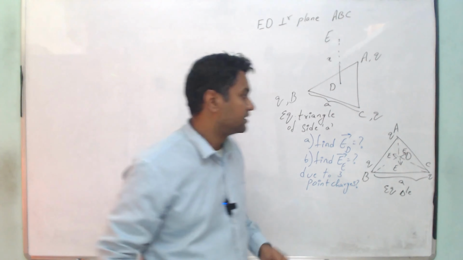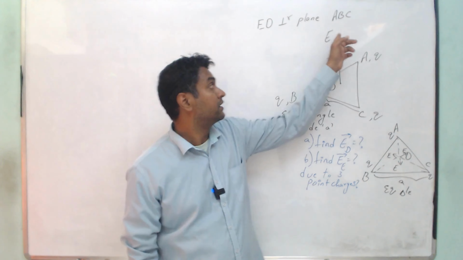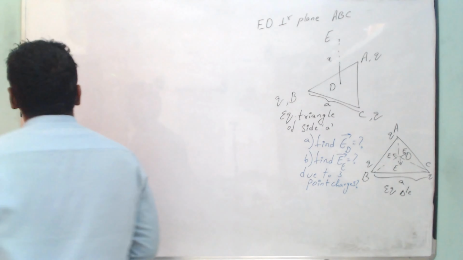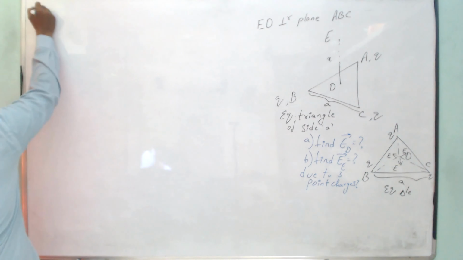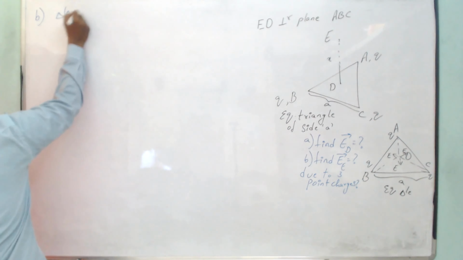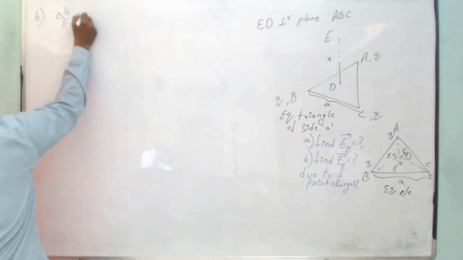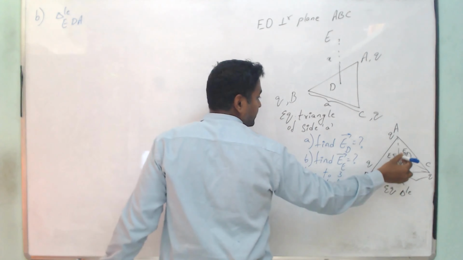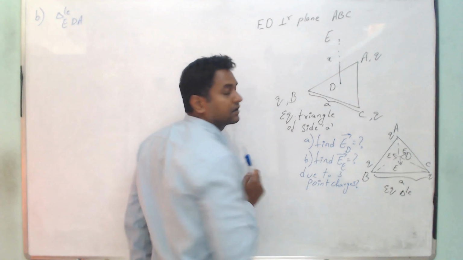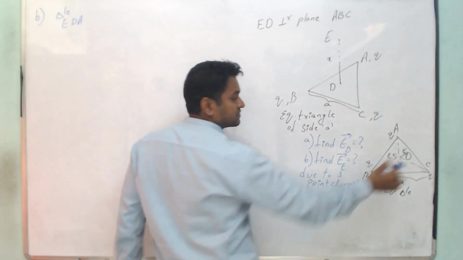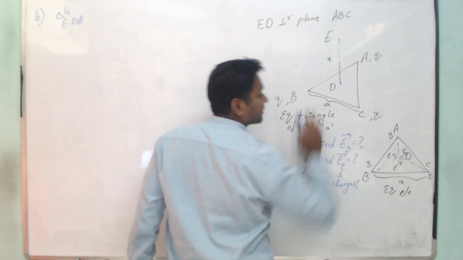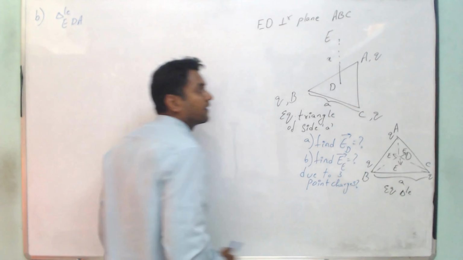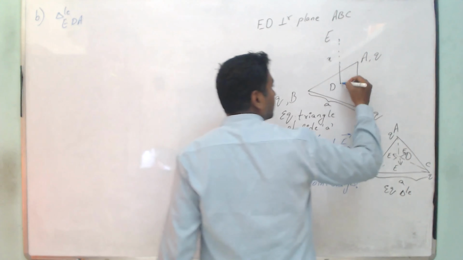Next, let us look at the triangles EDA and EDB. Suppose we look at triangle EDA. ED is perpendicular to the entire plane, correct? So if you look at this figure, my ED is perpendicular to DA.